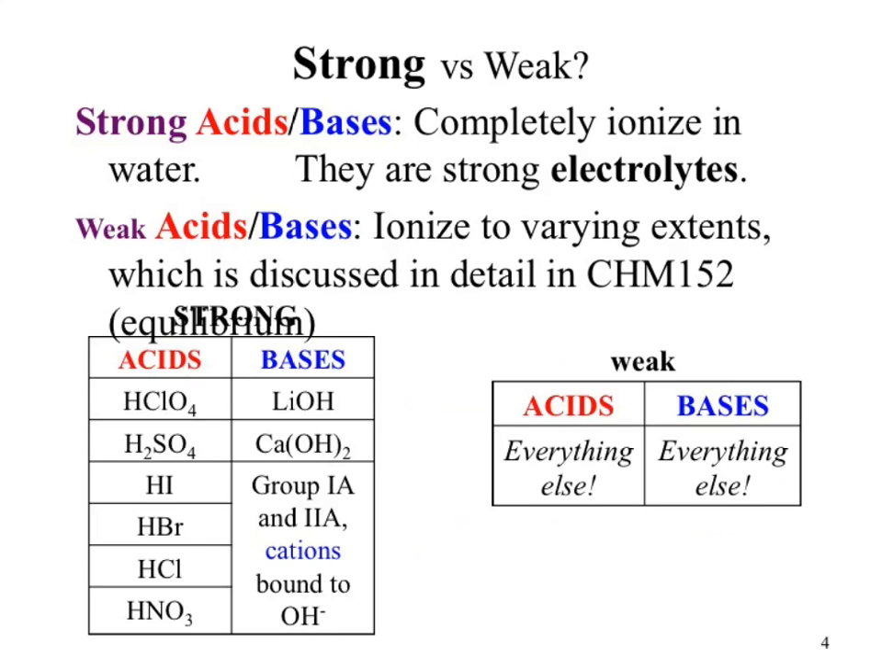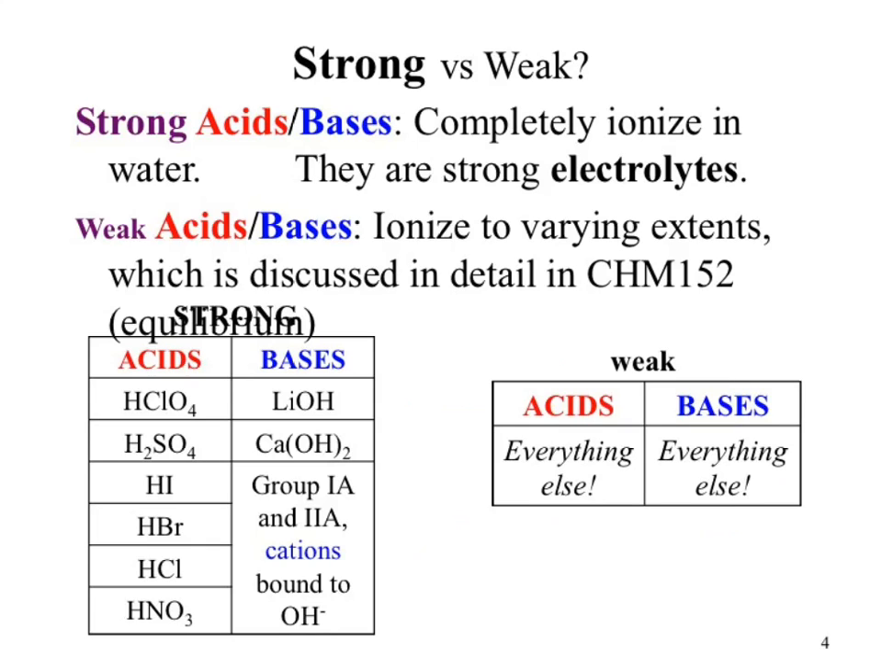H2SO4 is sulfuric acid. HCl, hydrochloric acid. You're aware of some of these. Nitric acid, I think you guys worked with that. Those are your strong acids. What if it's not one of those acids? Then it's not a strong acid. It's by definition a weak acid. And then we'd have to understand something about the equilibrium to decide how weak or how strong.